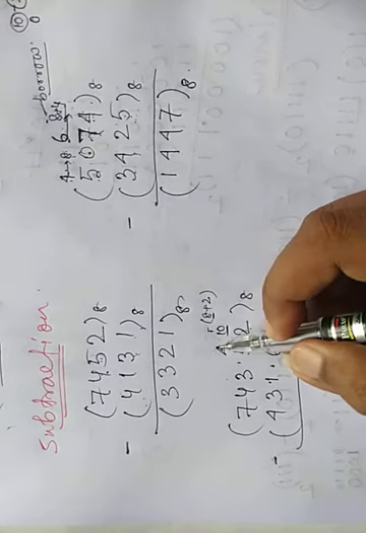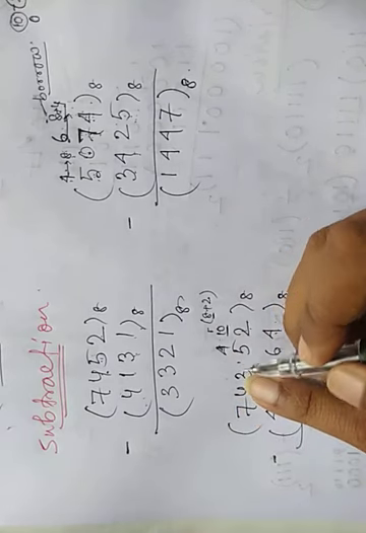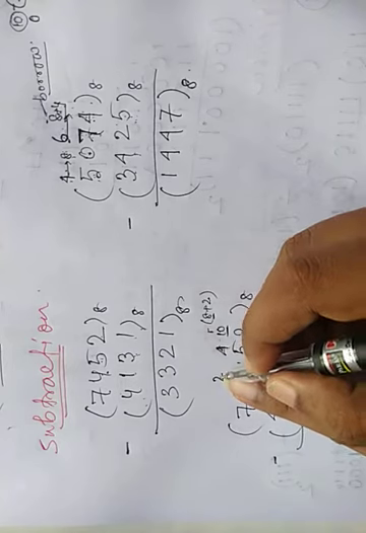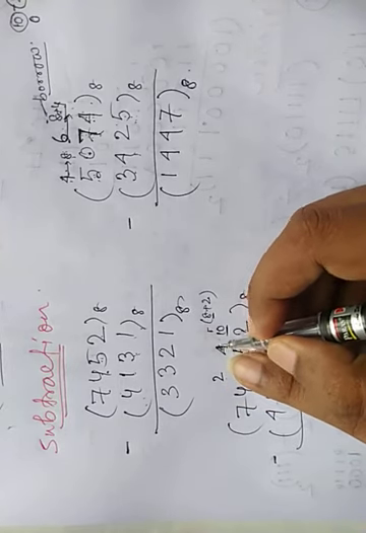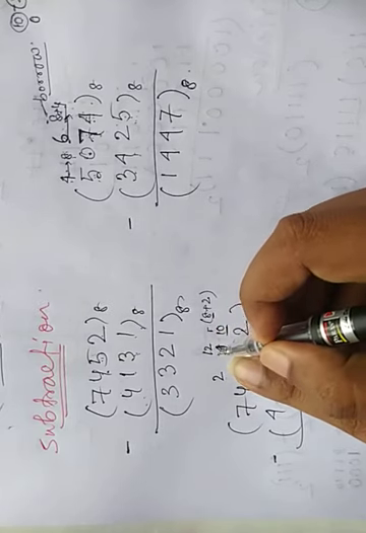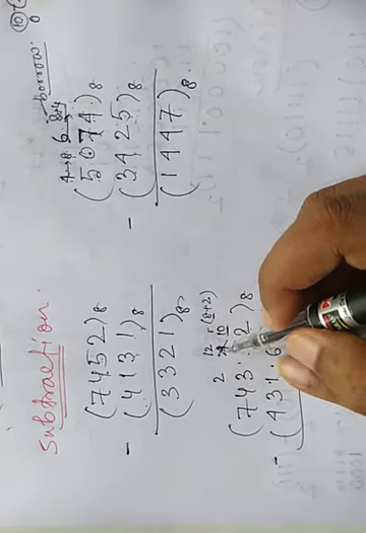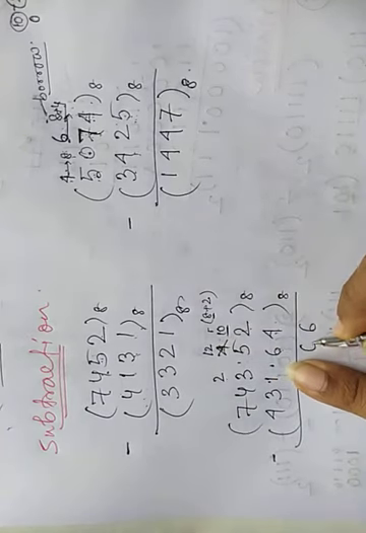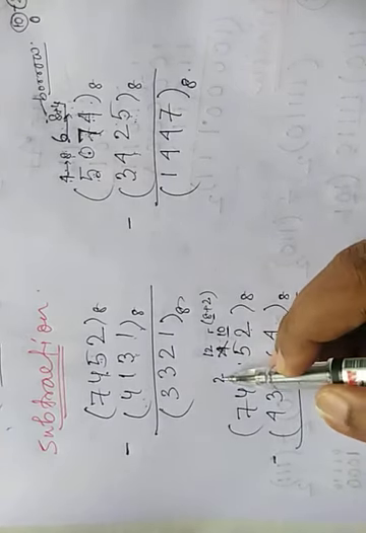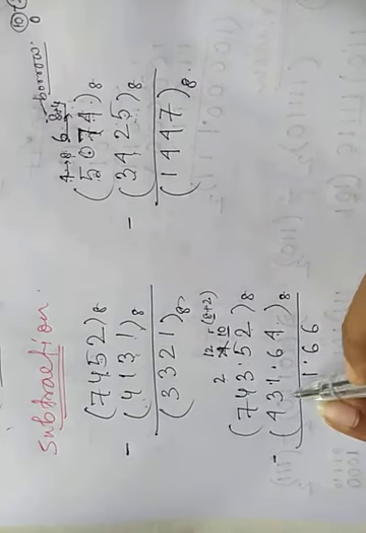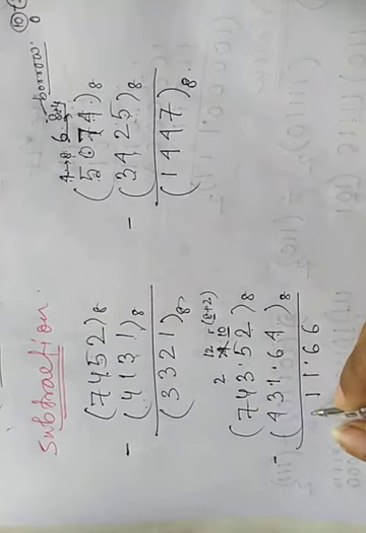So again we have to borrow, from 3. So 3 changes to 2, and we borrow 8. So 8 plus 4 becomes 12. Got it? Okay, now we have to subtract 12 minus 6. It is 6. Again 2 minus 1, obviously 1. Simple. 4 minus 3, 1. 7 minus 4, 3.